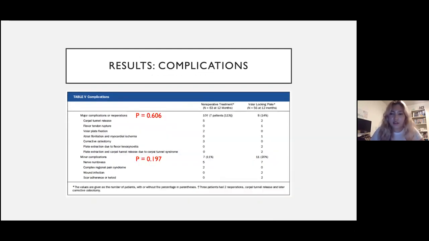For rates of complications, I just added in the values for statistical significance. They found none. But if you look at what kind of complications you have, the overall rate was not very different. There are similar rates between the two, but if you're looking at things like nerve numbness, there is more of that in volar locking plates, as well as wound infections and scars. Those are bigger complications that, even though they're minor, might matter more to the patient. Nerve pathologies are notoriously very uncomfortable to deal with. So even though the rates were the same, that could be an additional consideration.